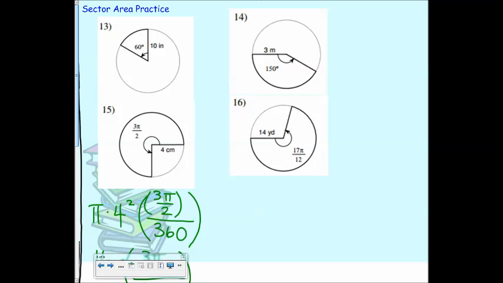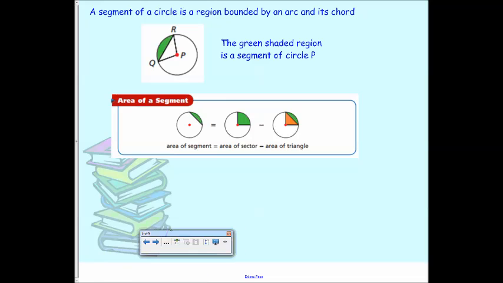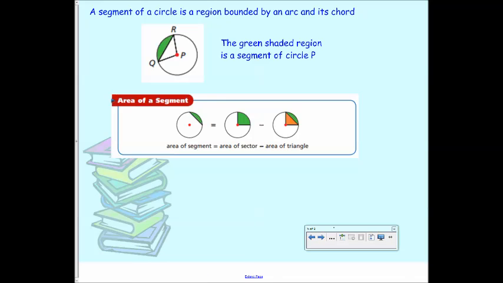So sector area again is those pie slices. This is called a segment. So what is the difference between a sector and a segment? A segment is essentially just this part of a sector. Okay? So if you look at it like this, the area of the segment, this little slice here, is the same as the area of the sector minus what shape? Triangle. Okay, so there's a couple things you need to know.